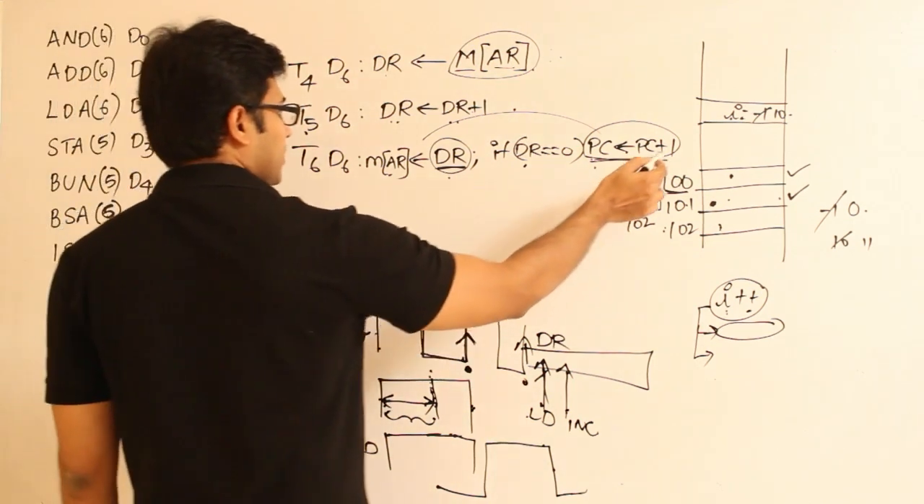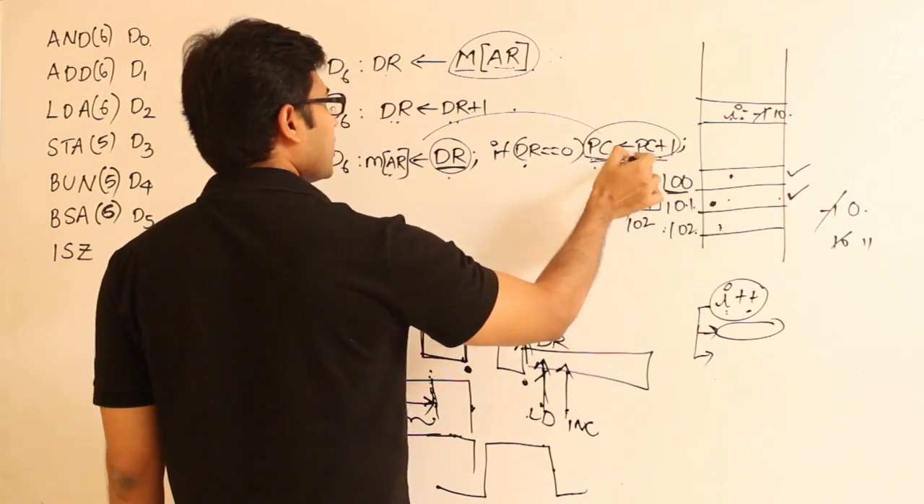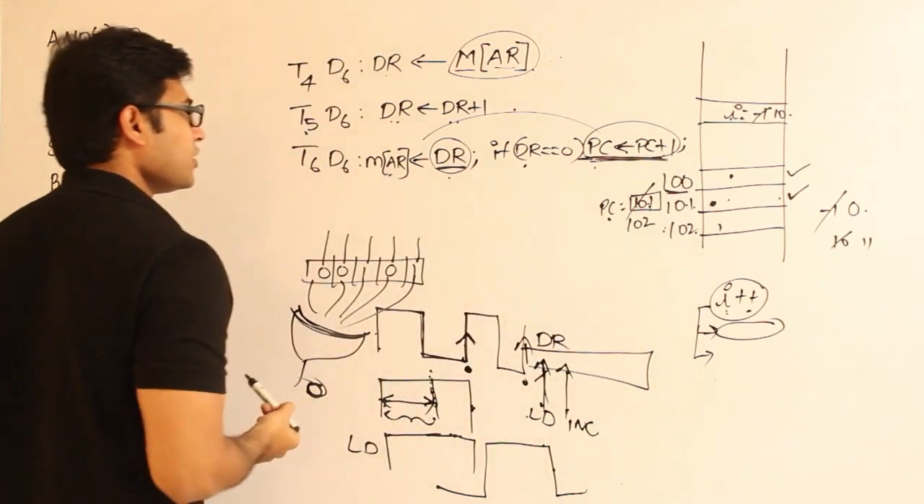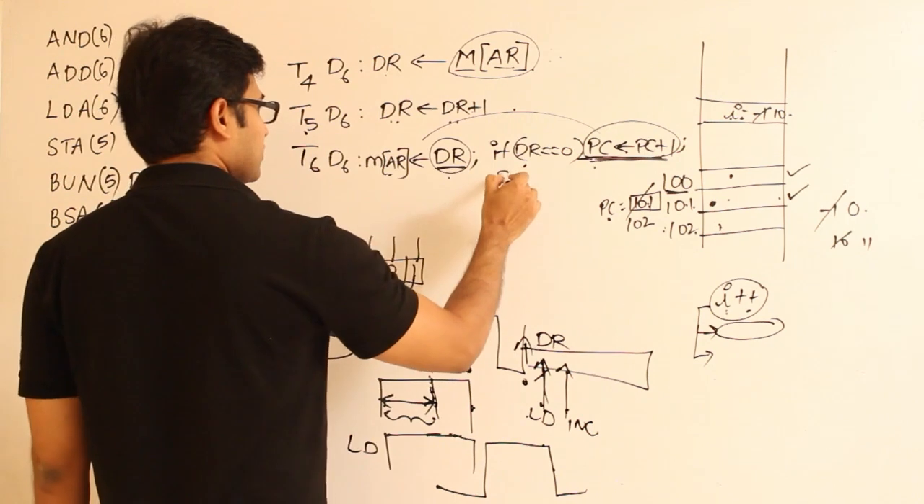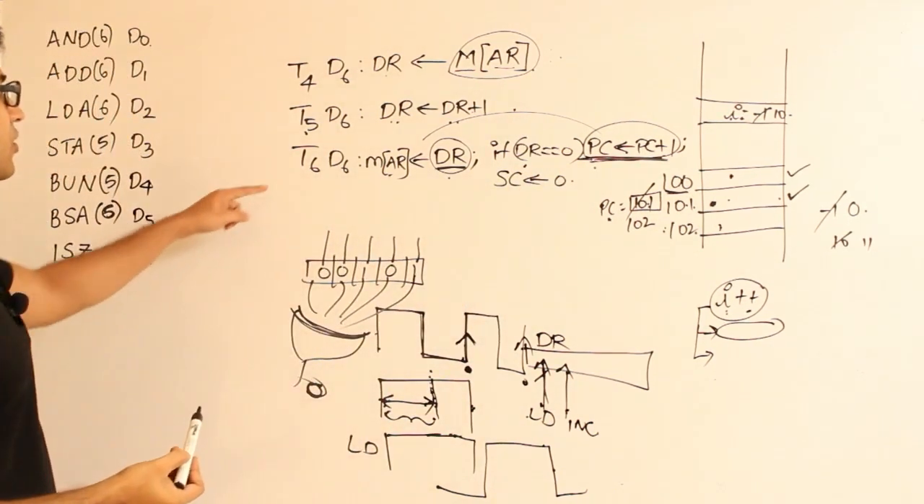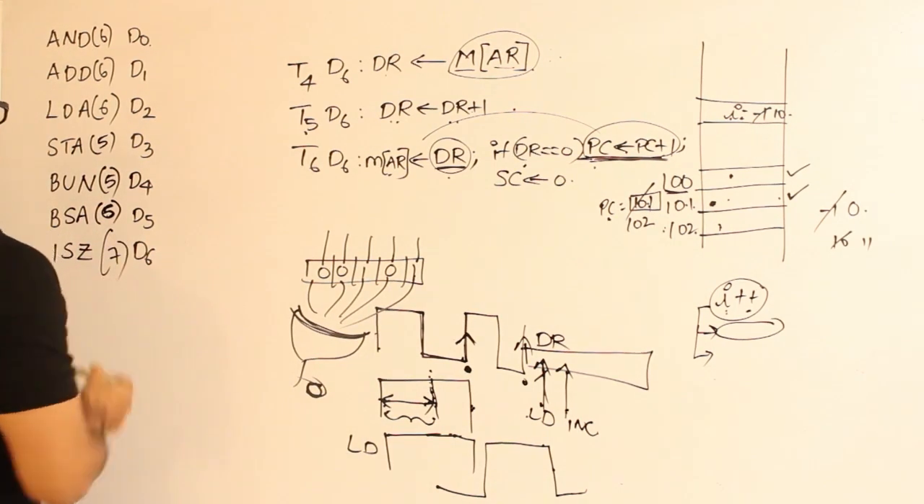So the next instruction has to be fetched. The next instruction will either be 101 or 102, depending on whether the control signal has been given to increment PC or not. Anyway, since we have to start the next fetch, we have to do SC equal to 0. Got it? Now how many clocks happen here? T0 to T6, which means 7 clocks.